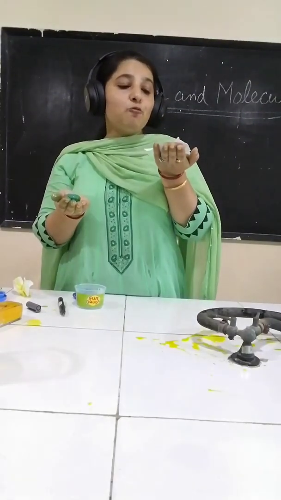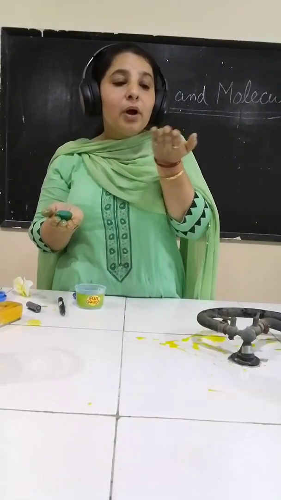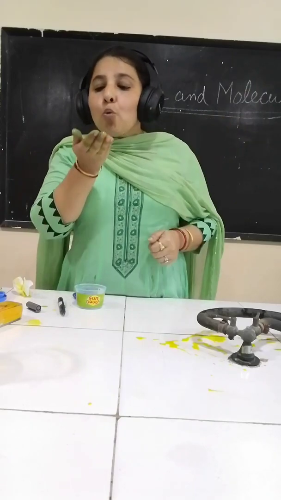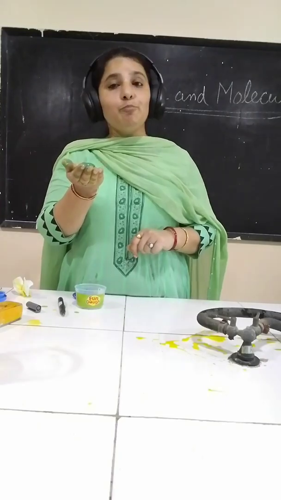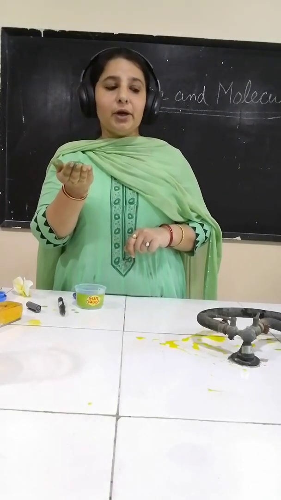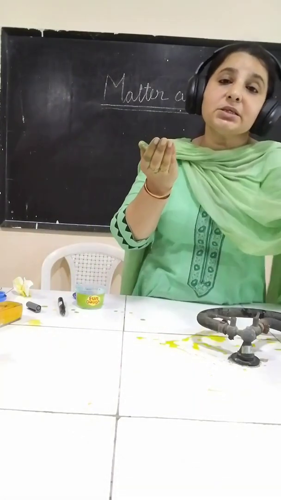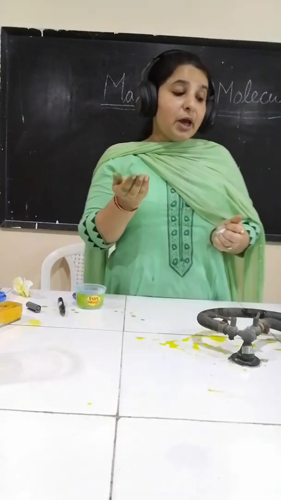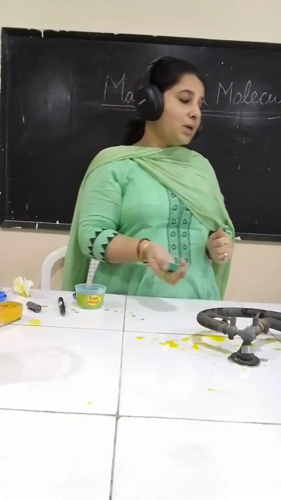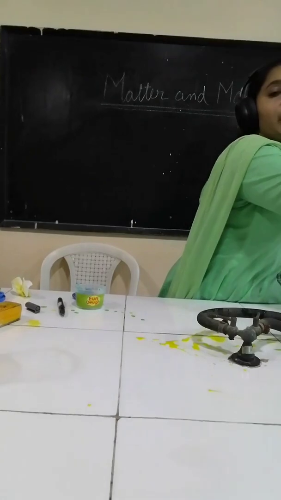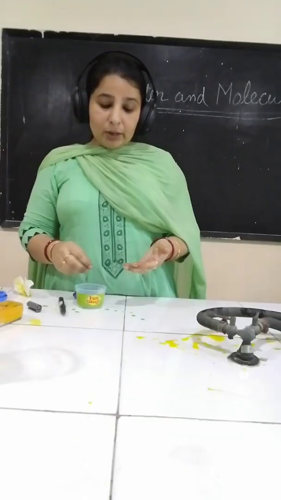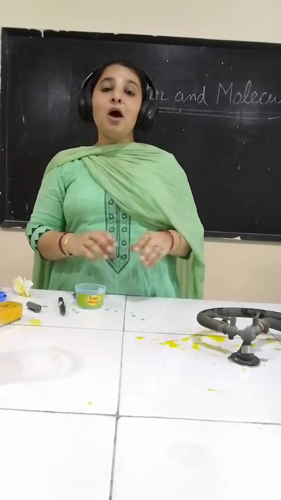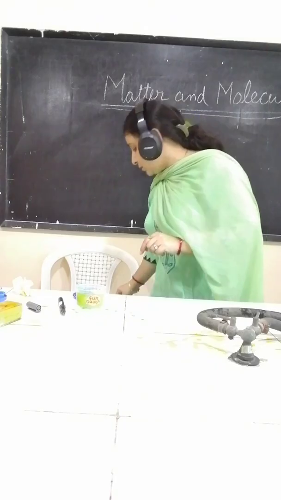As you can see, if I blow on the paper, it flies away. But if I perform the same thing with a pebble, it's not moving at all. It means this is heavy. Actually, heavy things have more mass as compared to light things. Right, children? So, to prove this, we will perform another activity.